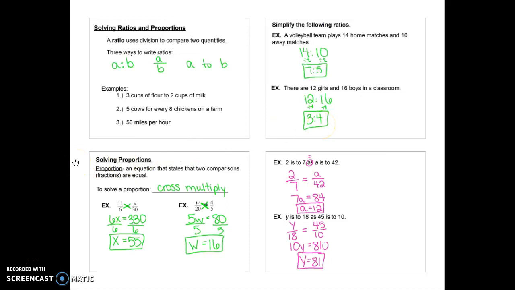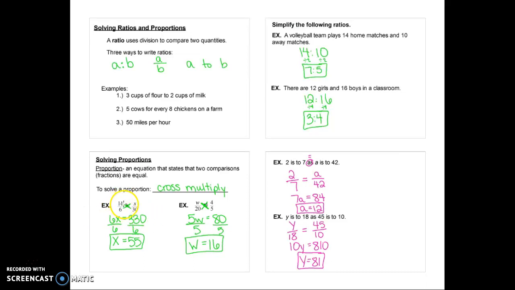Now when it comes to actually solving, which is what we're going to do more often, a proportion is an equation that states that 2 comparisons or fractions are equal. So now I'm taking 2 comparisons, and we just looked at 2. I'm taking 2 of them and I'm saying that they are equal. To solve a proportion, which is just 2 ratios that are set equal to each other, I am going to use a process called cross multiply.